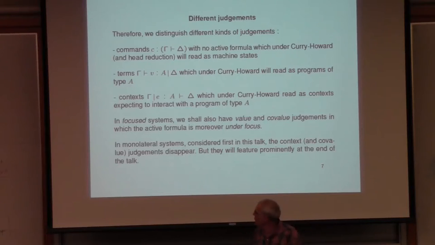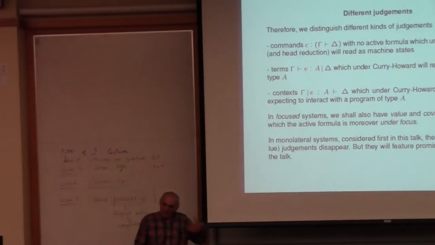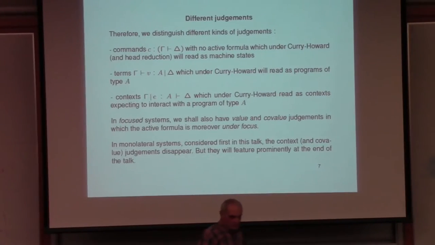So that when I do the cut, I really have the same formula, because I fill the whole of the context with a term of the same type. Okay, and in the next lecture, tomorrow, in order to solve the problems arising with linear logic, we will need to have focalized systems. And to account for this, we will also use a fourth kind of judgment, actually a fourth and a fifth.